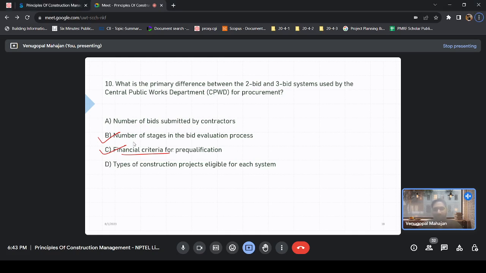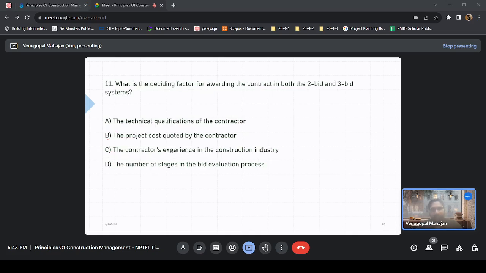Okay, coming to the important question here. What is the deciding factor for awarding the contracts? See, we saw that in the 2-bid system there are 2 bids, technical and financial.